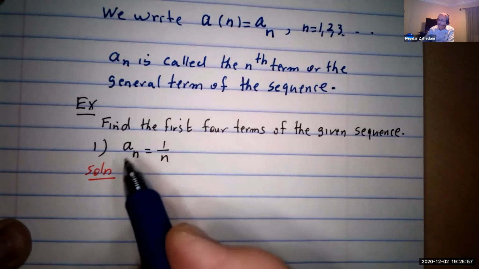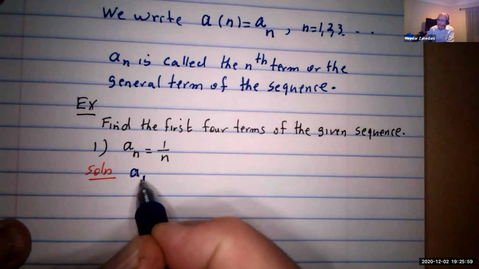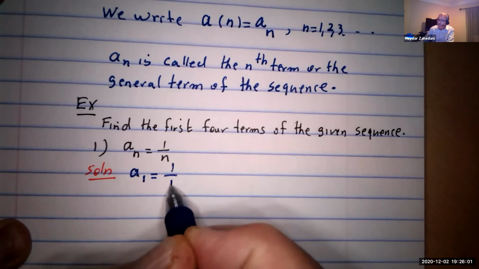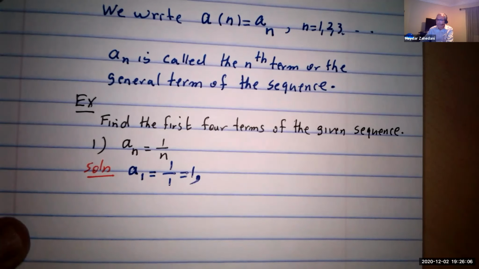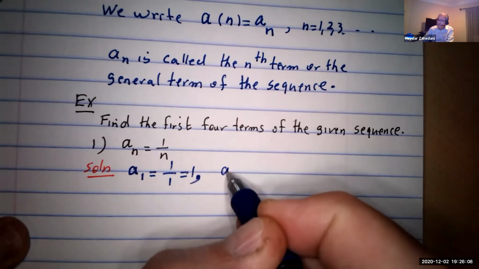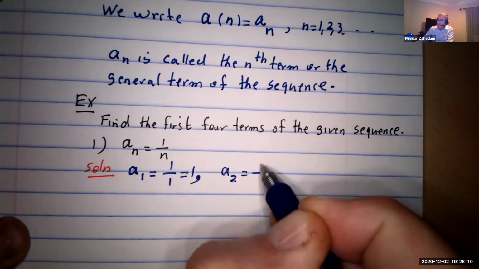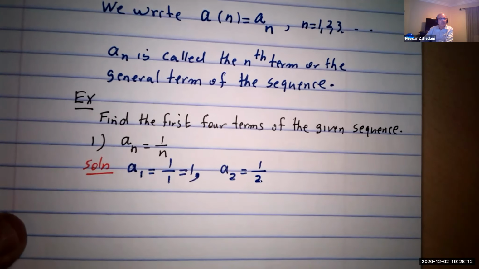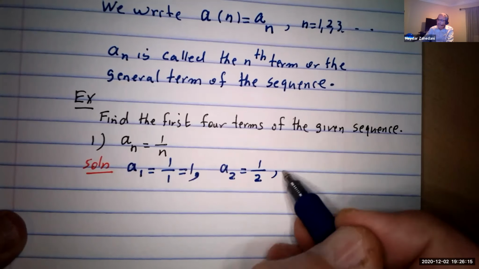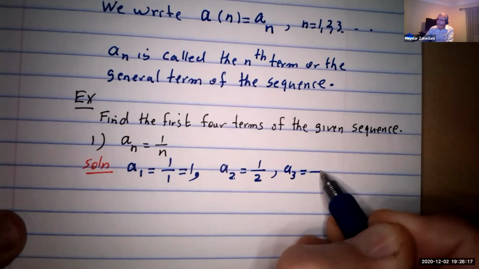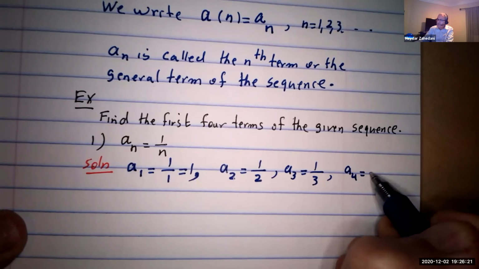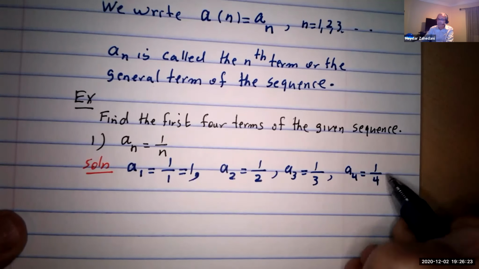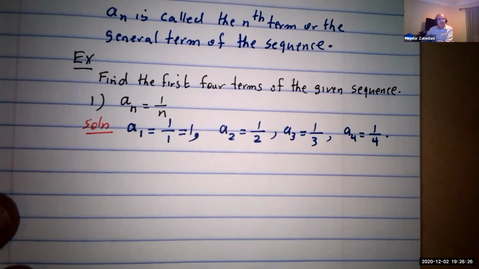So if you want to find a1, it's going to be 1 over 1, which is 1. So that's going to be your a1, the first term. If you want to find a2, you replace the n by 2, so that gives you 1/2. Then you find a3, which would be 1/3. And you find a4, which is going to be 1/4. So these are going to be the first 4 terms of the sequence.